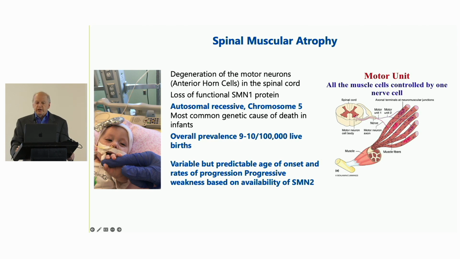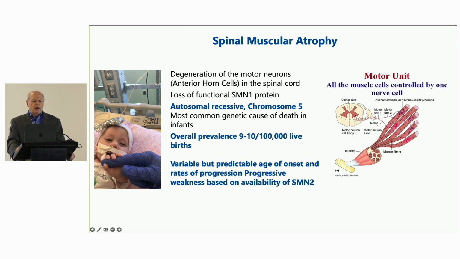Let me talk briefly about spinal muscular atrophy. So this is a degeneration. Even though we think of it as a muscle disease, it's actually a spinal cord disease.